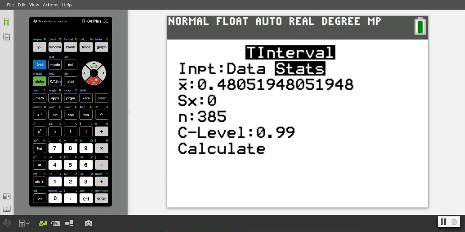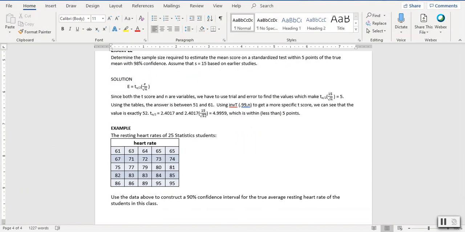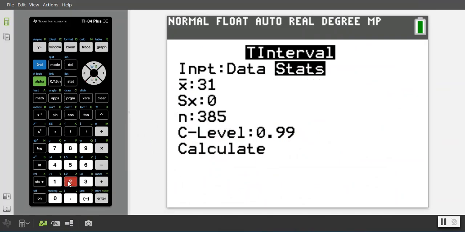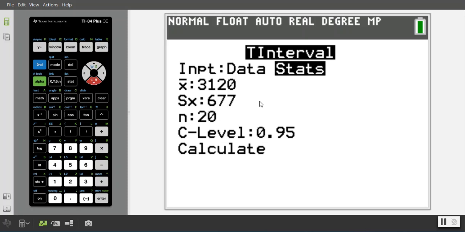Basically the question said the mean was 3,120, so technically we can just enter 3,120. And then the standard deviation was 677, the sample size was 20, and the confidence level was 0.95. Now, if we don't get the right answer, then it just means that we need to divide the standard deviation by the square root of 20. But since it says s sub x, that's the estimated.